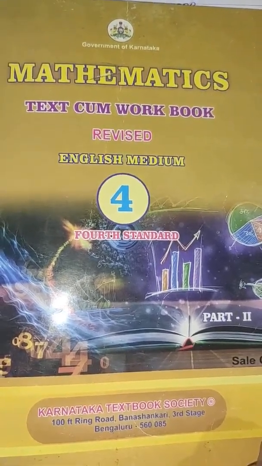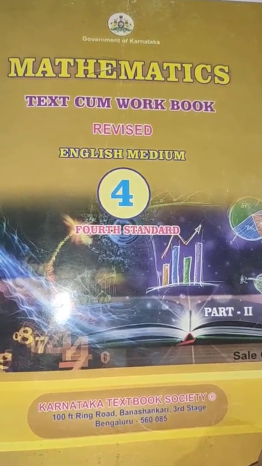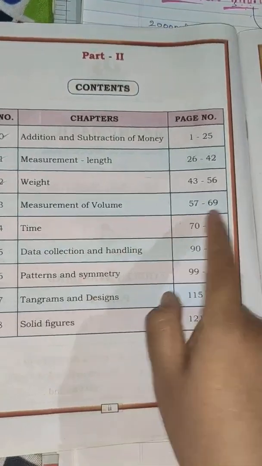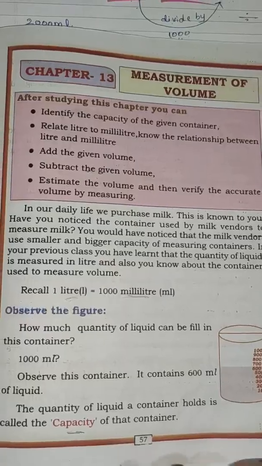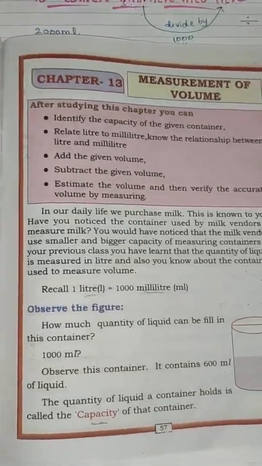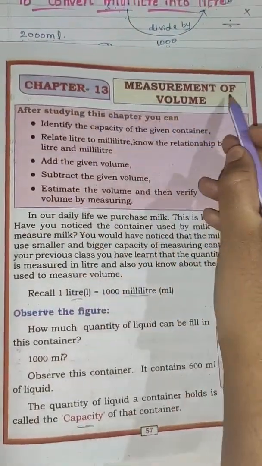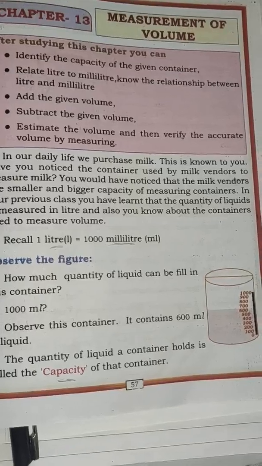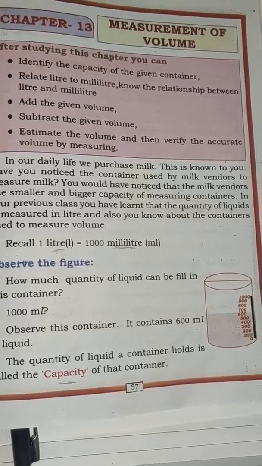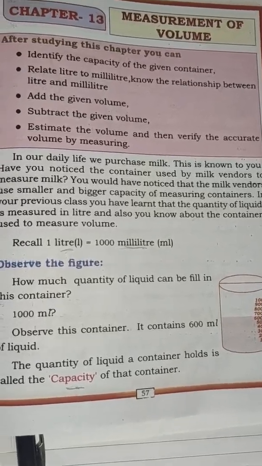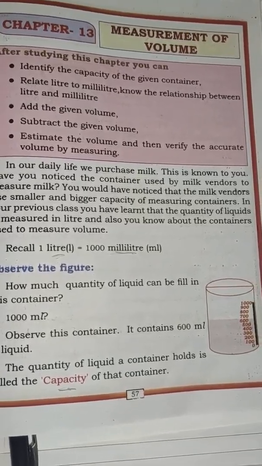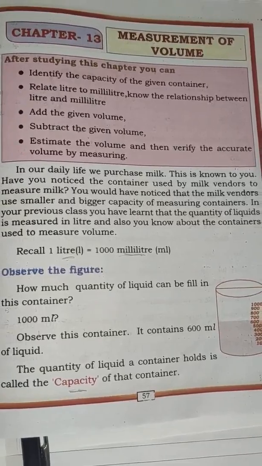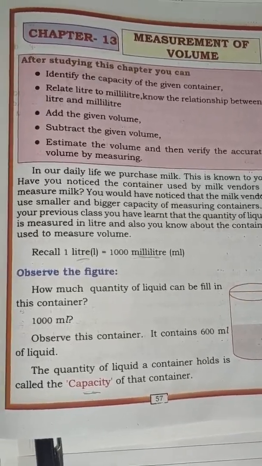Today in this class we are going to continue the same lesson of math, that is measurement of volume. So open page number 57, chapter number 13, measurement of volume. Children, in the previous class you learned what is volume, what is capacity and the standard unit of volume, and you learned to convert liter into milliliter and milliliter into liter. Now let us move on to another new topic of this lesson.